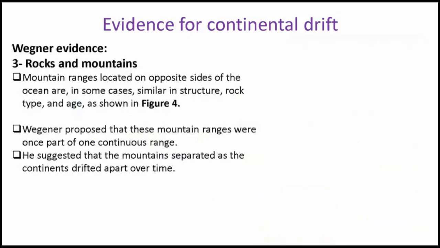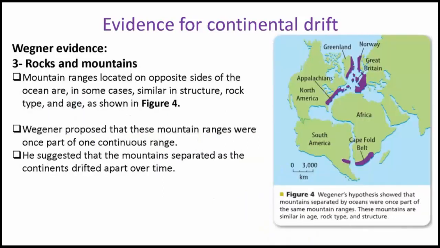The third thing is the rocks. He took rock samples from different mountain ranges. Let's say he took some samples from mountain ranges in South America and in the south of Africa, and he found that all of these rocks are the same. They have the same age and the same composition. So they were very, very similar. So he claimed that they belong to the same mountain range. He said the two mountain ranges here, in the past, were one continuous mountain range.